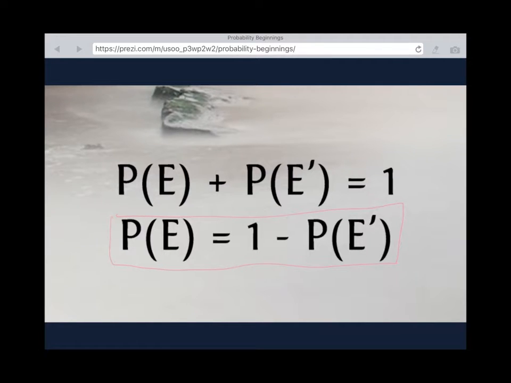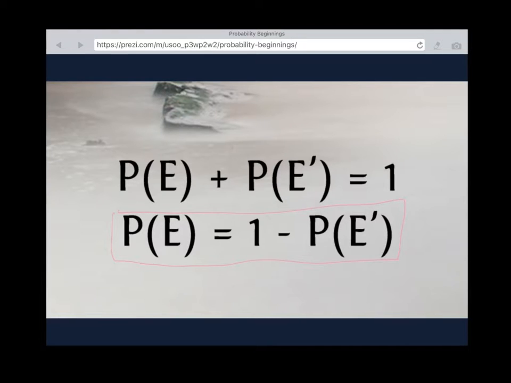Okay, so now we're going to talk about conditional probability. So you're going to want to write this down. So conditional probability is very fickle. It is the probability of an event occurring given that another event has already occurred.